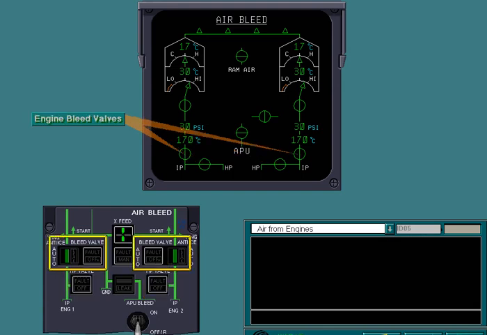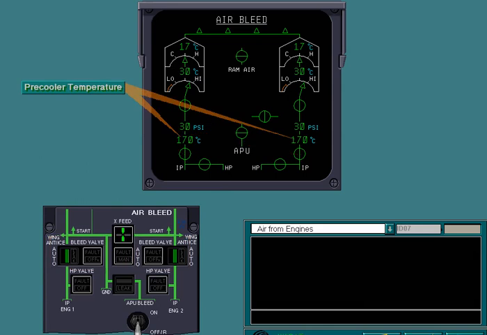The bleed air system regulates bleed air pressure and temperature to avoid excesses. Pressure is limited by the bleed valve. Temperature regulation is done by limiting temperature downstream of the bleed valve. Click on the left engine bleed valve now to see when the valve is automatically closed.